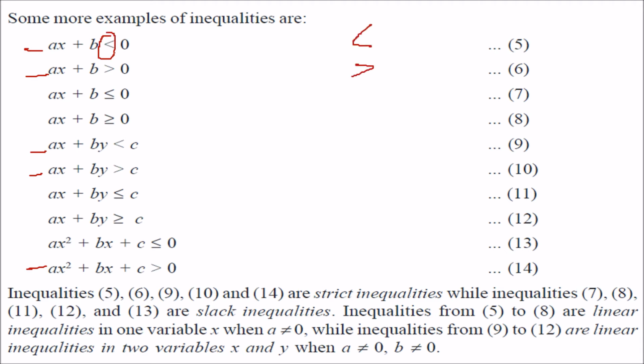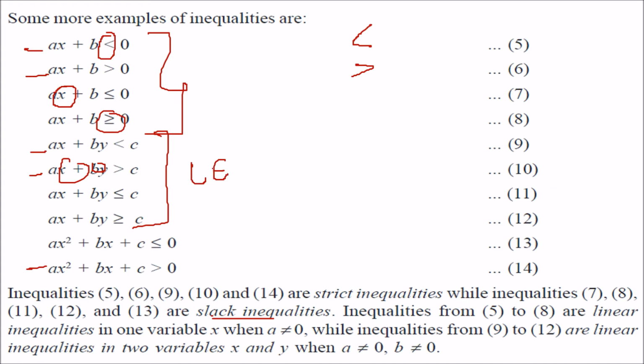That is why we call it a strict inequality. When you have less than or equal to, or greater than or equal to, we call them slack inequalities. These are all linear inequalities, because there is only one term, one variable x. Here we have two variables, so this is a linear inequality in two variables.